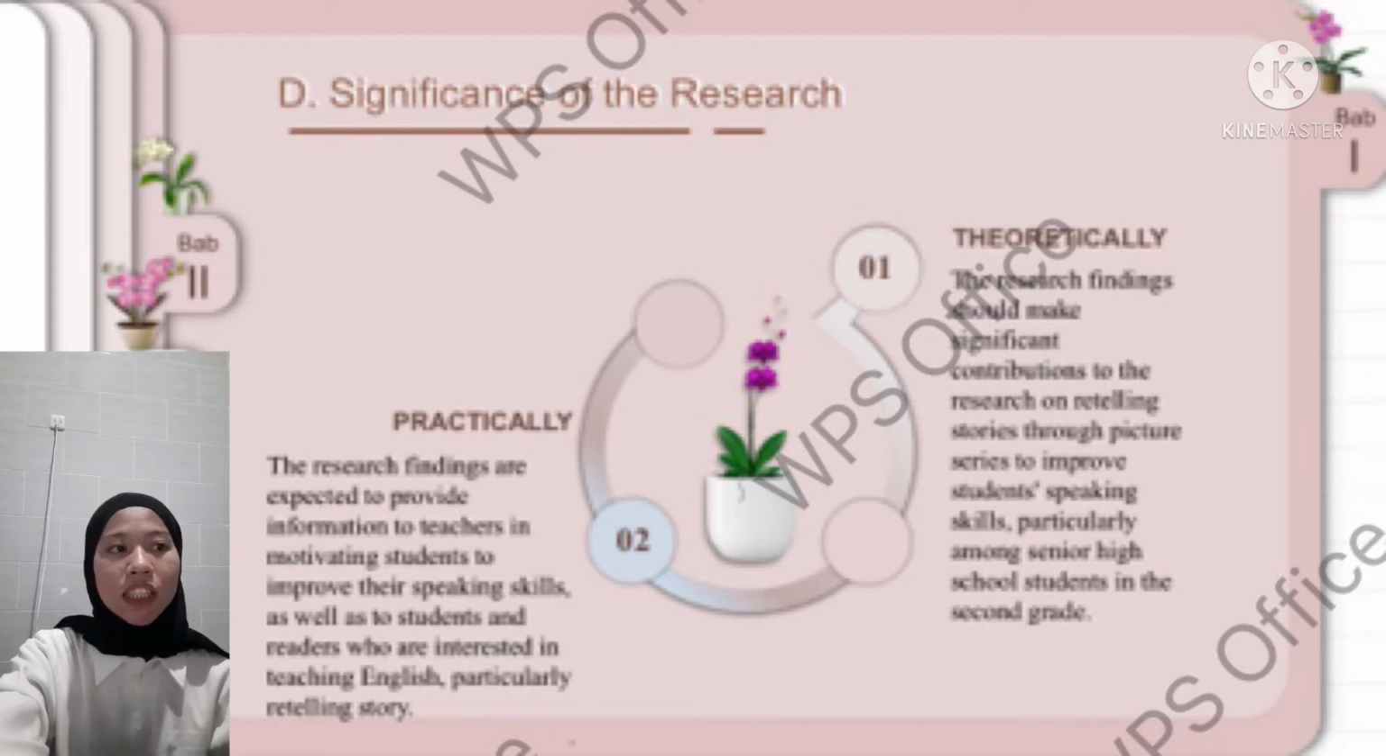1. Theoretically, the research findings should make a significant contribution to the research on retelling story through picture series to improve student speaking skill, particularly among senior high school students in the second grade. 2. Practically, the research findings are expected to provide information to teachers in motivating students to improve their speaking skill, as well as to students and readers who are interested in teaching English, particularly retelling story.